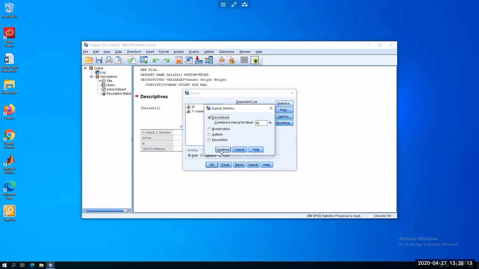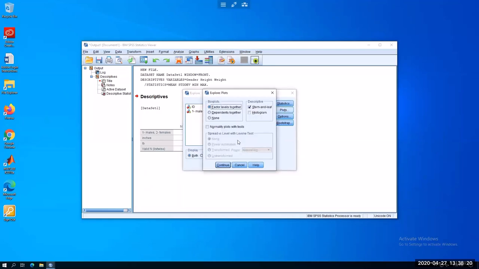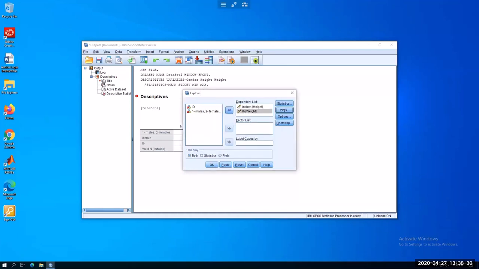Okay, we'll just continue. Okay. Now click plots. You can select here histogram, normality plots, and so on. So you can have different versions. So we want just height and weight here, and we want to click OK.